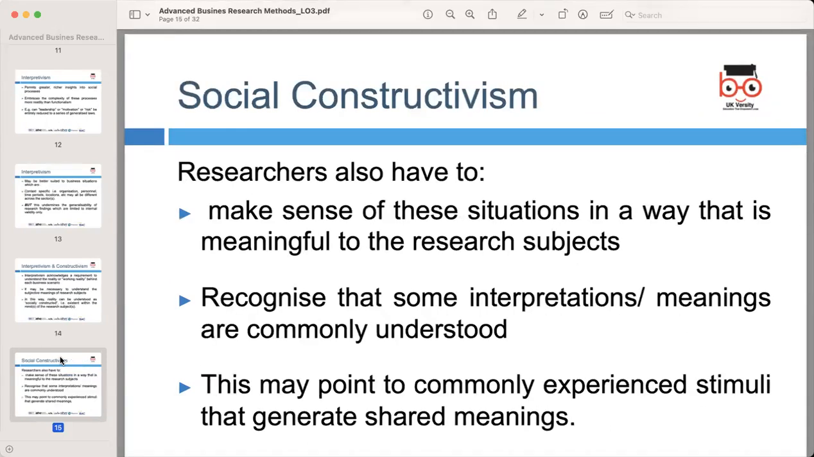Social constructivism. Researchers also have to make sense of these situations in a way that is meaningful to the research objectives. Research subjects recognize that some interpretations and meanings are commonly understood, and this may point to commonly experienced stimuli that generate shared meanings.